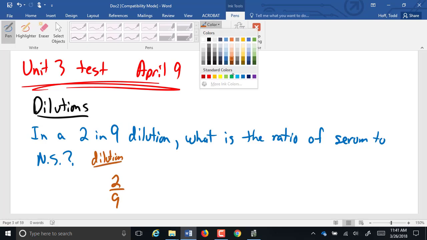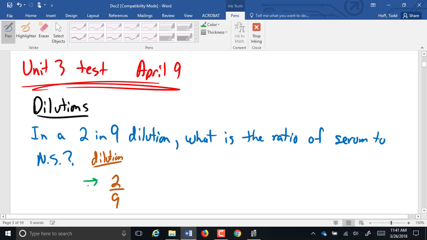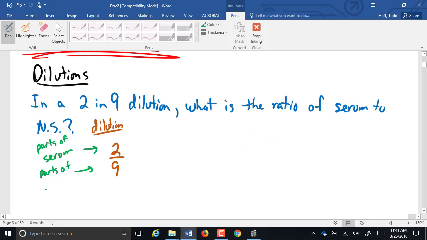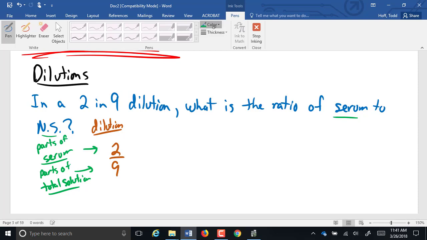But in a dilution, what does the top number represent? That is the parts of serum. And the bottom number represents parts of total solution. And that's not what we're looking for here. We want that ratio of serum to saline.